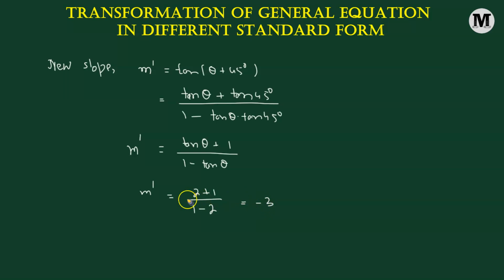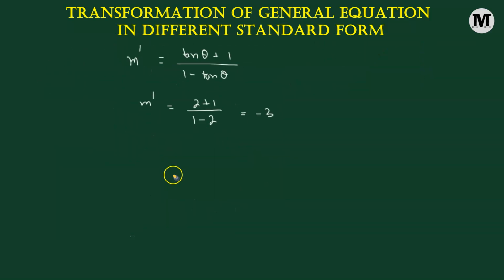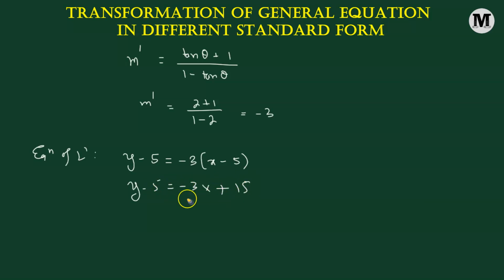Now we have the value of the slope, so we are ready to find the equation of the new line using the point-slope form. The line L prime passes through the point A with coordinates alpha, alpha, which is 5, 5, and we know its slope is negative 3. So the equation of L prime is y minus y1, where y1 is 5, equals the slope negative 3 multiplied by x minus x1, which is also 5. So we get y minus 5 equals negative 3x plus 15. Rearranging the terms, we get 3x plus y equals 20.